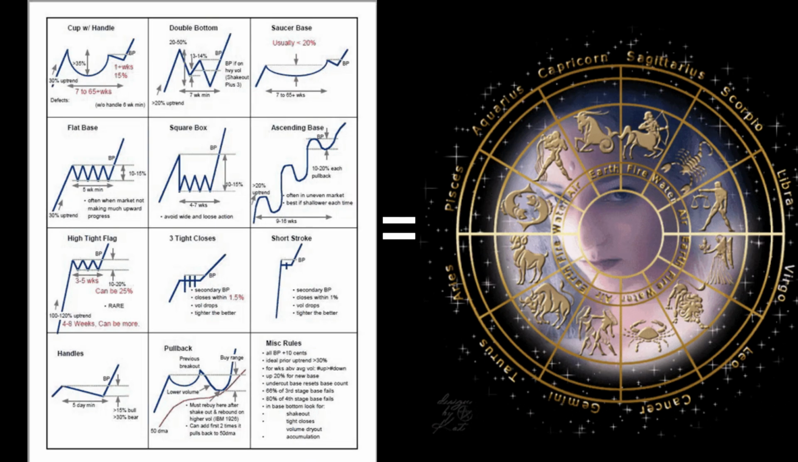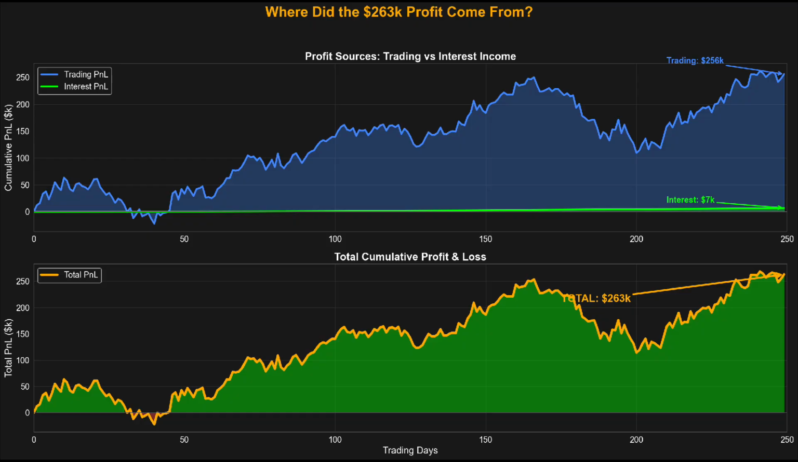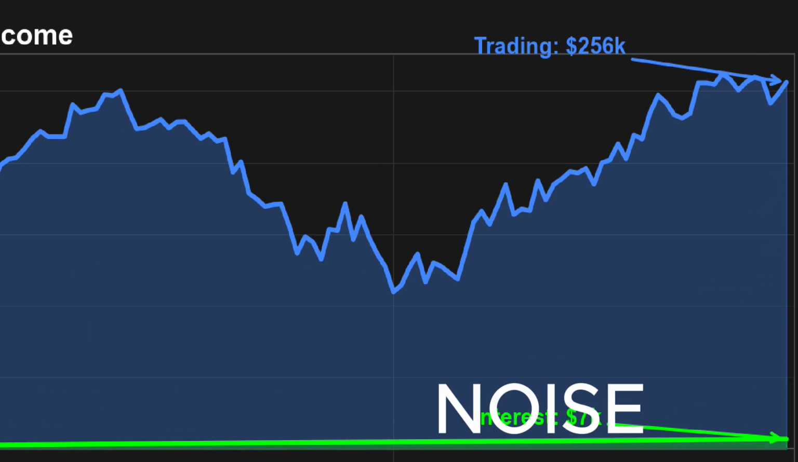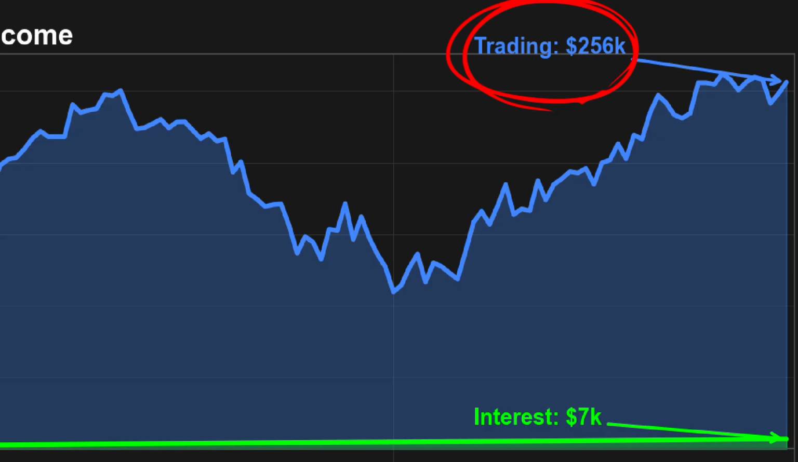Alright, quick sanity check. Did they make money from trading or from some dumb cash interest trick? Most of it is trading P&L. Interest is basically noise. So the profits are actually coming from the signals and not just from sitting in cash.